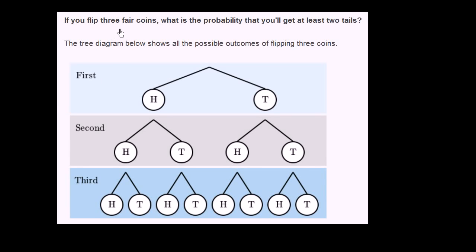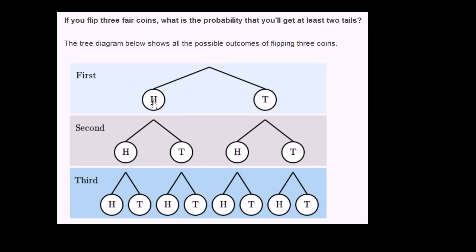If you flip 3 fair coins, what is the probability that you'll get at least 2 tails? The tree diagram below shows all the possible outcomes of flipping 3 coins. And the top of the tree, this shows us the 2 outcomes for the first coin. And then given each of those outcomes, it shows us what's possible for the second coin.